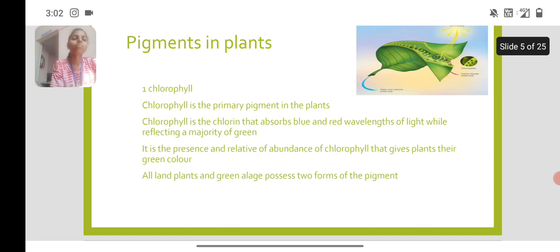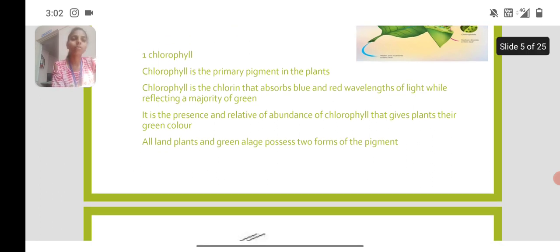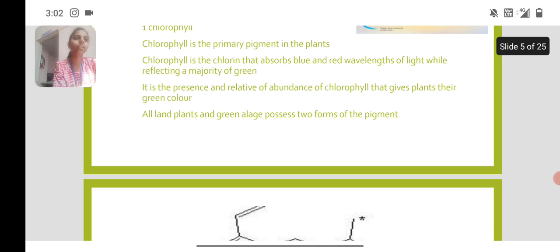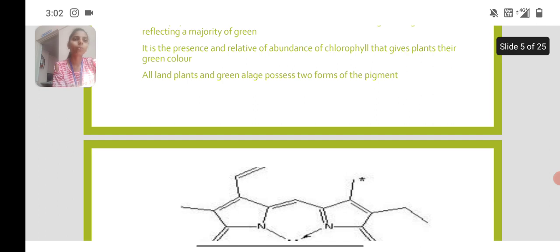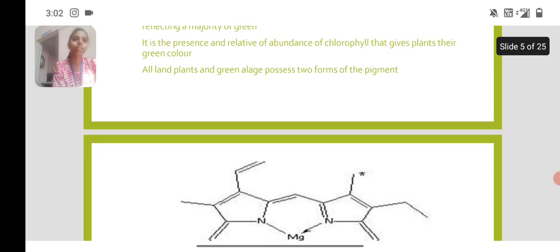Pigments in plants. First pigment, chlorophyll. Chlorophyll is the primary pigment in plants. Chlorophyll is a chlorin that absorbs blue and red wavelengths of light while reflecting a majority of green. It is the relative abundance of chlorophyll that gives plants their green color.